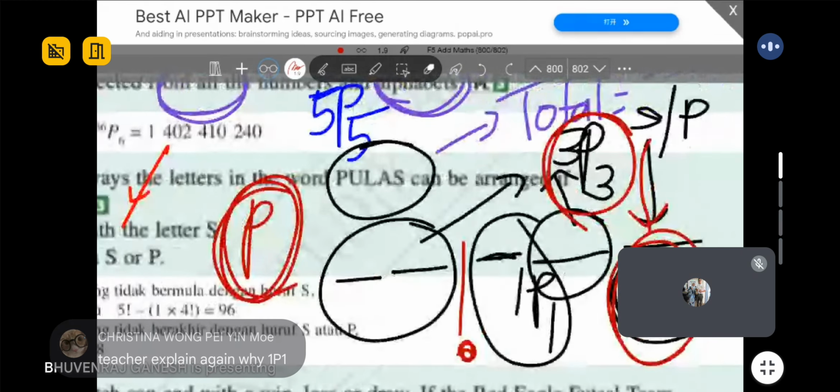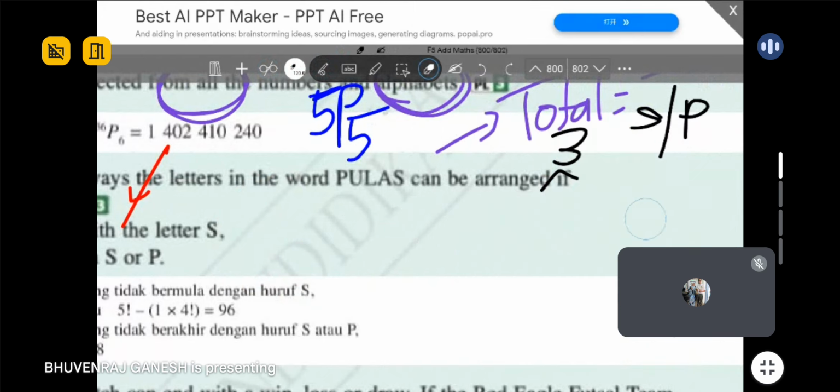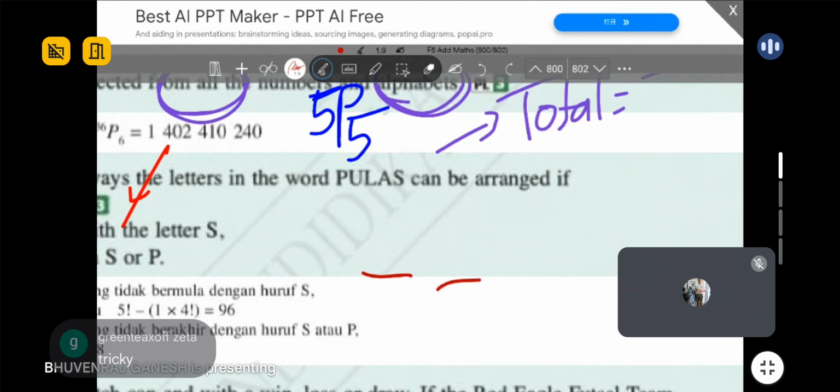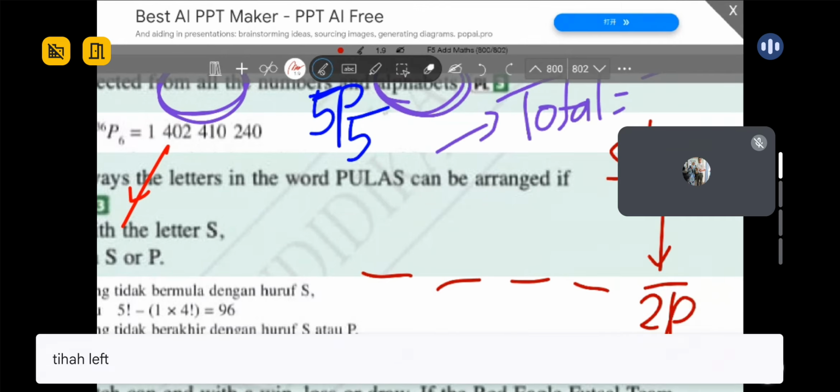Why 1P1? Okay. Wah, this question is hard. Susah tak guys? Soalan ni. I rasa susah kot. I can feel it from the atmosphere. It's a bit hard. I can sense the atmosphere from you all. Okay, so basically, this one is S or P, right? Am I right? So 2P1. Boleh faham yang ni? 2P1.